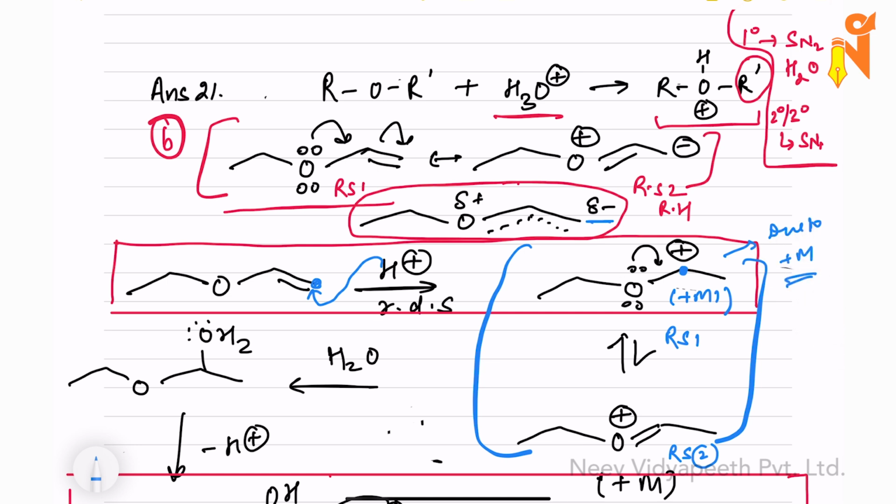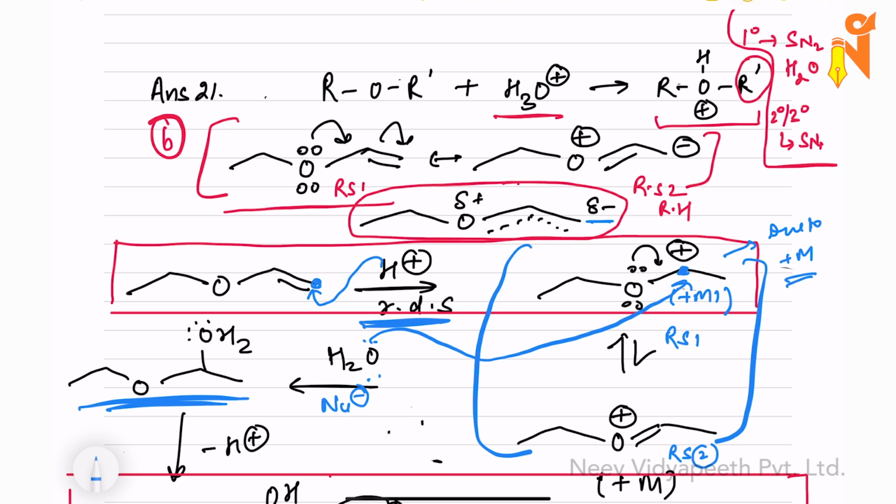In case of hydrolysis of ether, forming a cation, or the attack of H+, is the RDS. So the more stable your intermediate is going to be, the faster the reaction is going to be. After this, there is nothing else, just a simple attack of a nucleophile. H2O is acting as a nucleophile, attacking on this positively charged position, forming the compound like this.